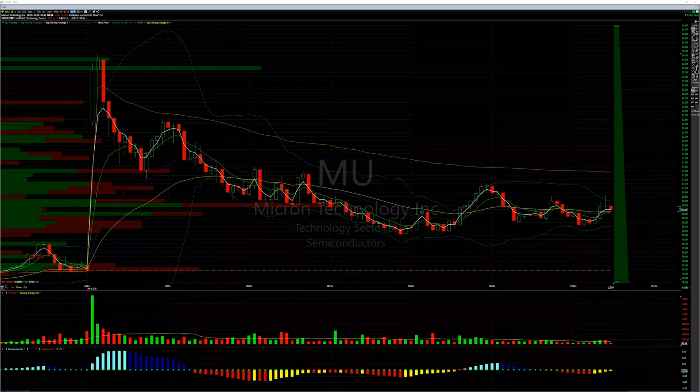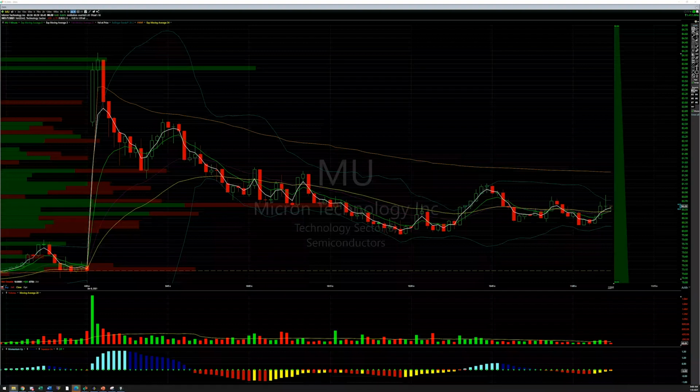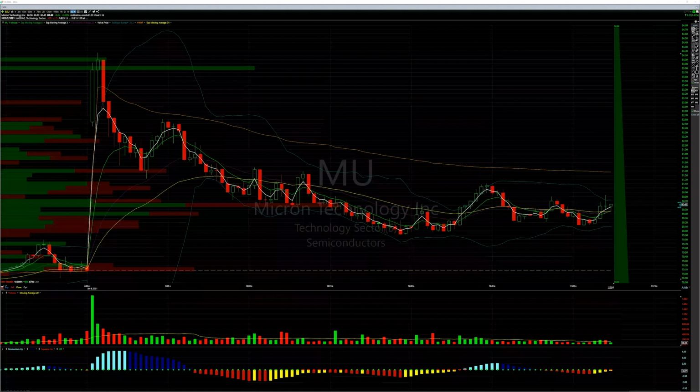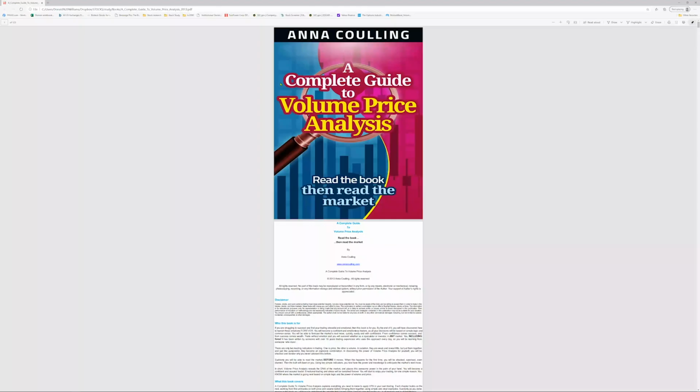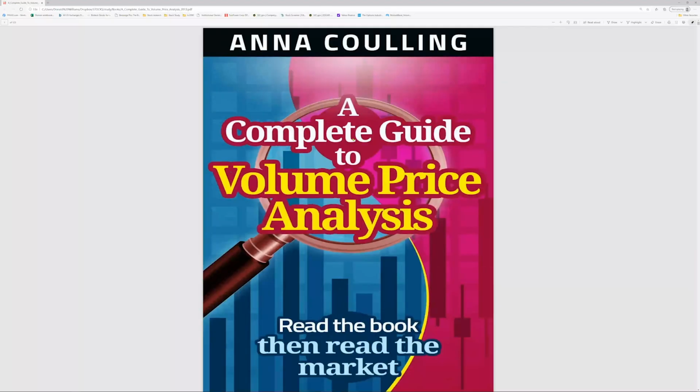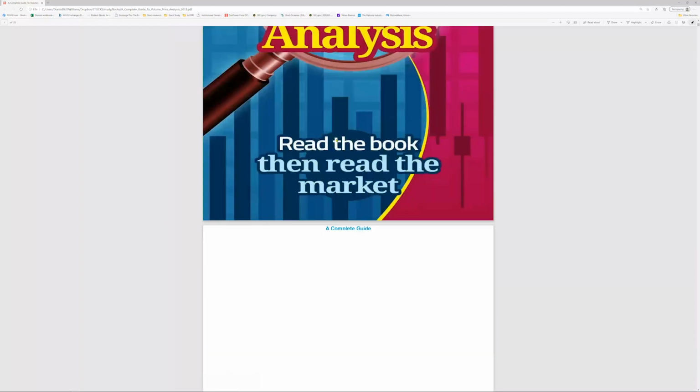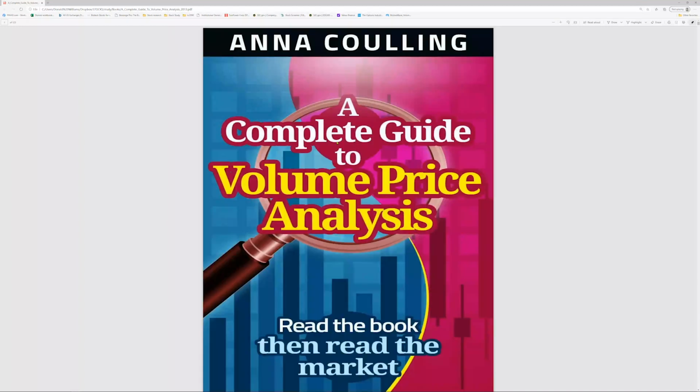It's a complete guide to volume price analysis. This book helps you understand what's going on with volume and how important volume is. If you haven't read this book, I would encourage you to do so. It's a great book.